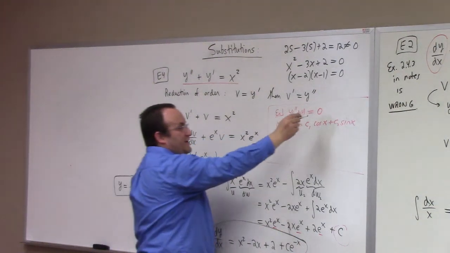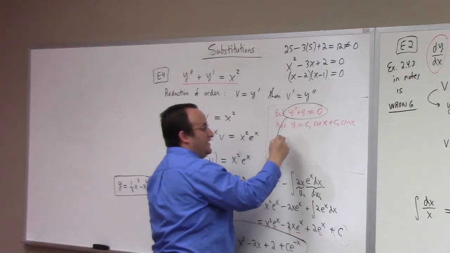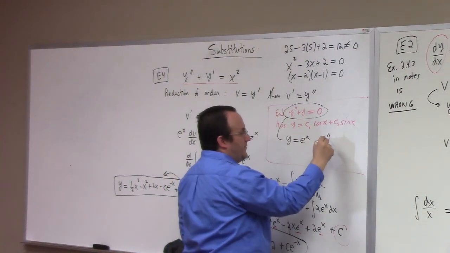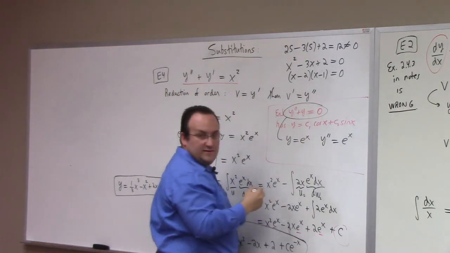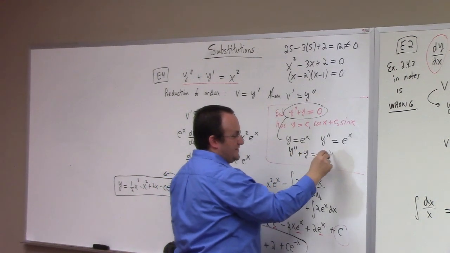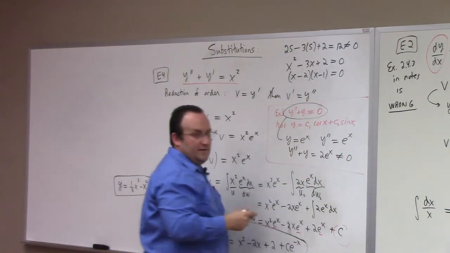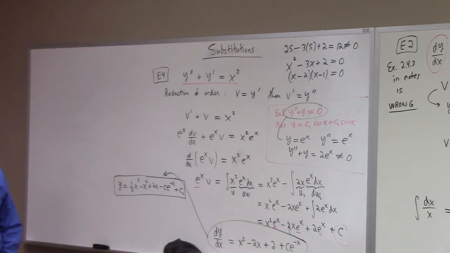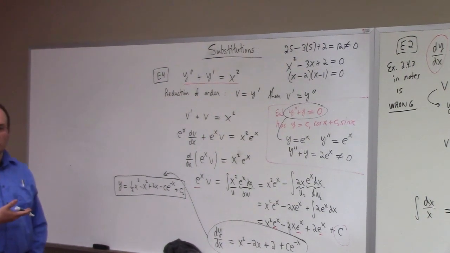This differential equation, if I say y equals e to the x, you can easily calculate that y prime prime is still e to the x. So when I take y prime prime plus y, I get 2e to the x, which of course is not equal to 0. So e to the x is not a solution to y prime prime plus y equals 0. In contrast, cosine and sine are solutions.